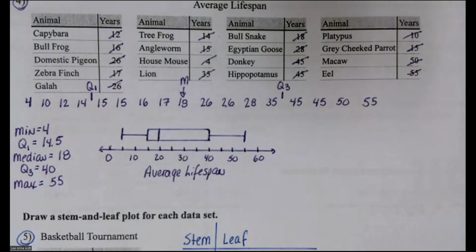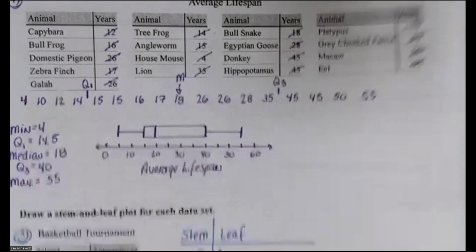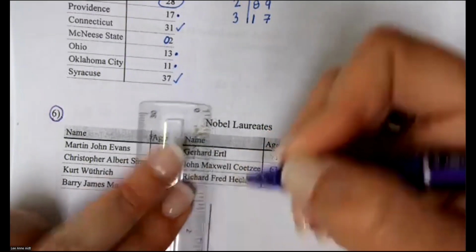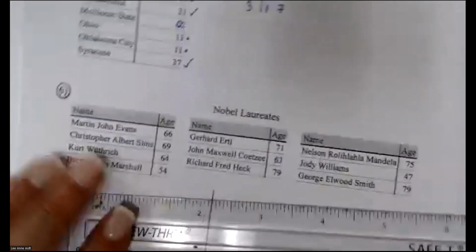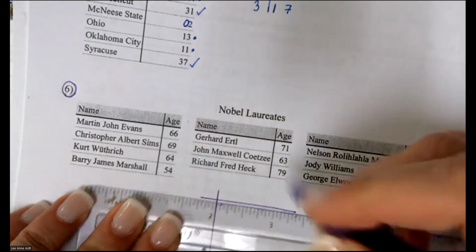Okay, now scroll your paper down to number 6. And we're going to do a stem and leaf plot down there. Oh no.